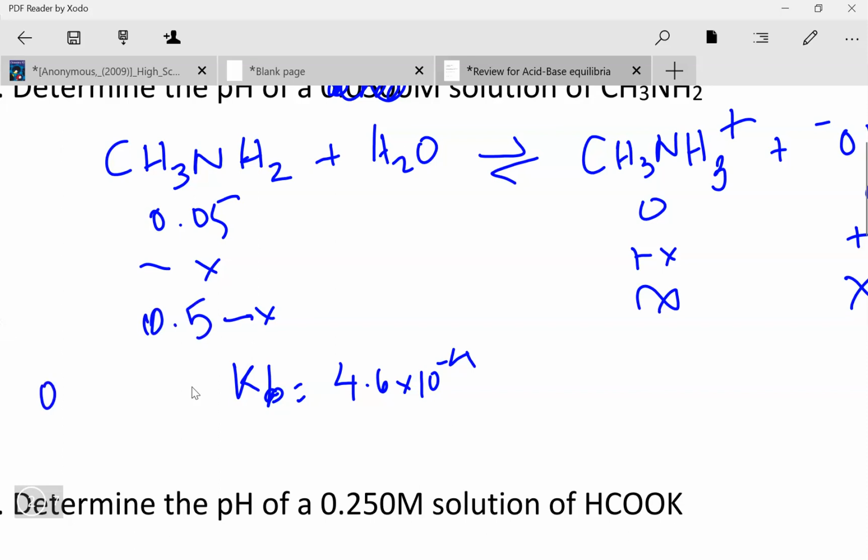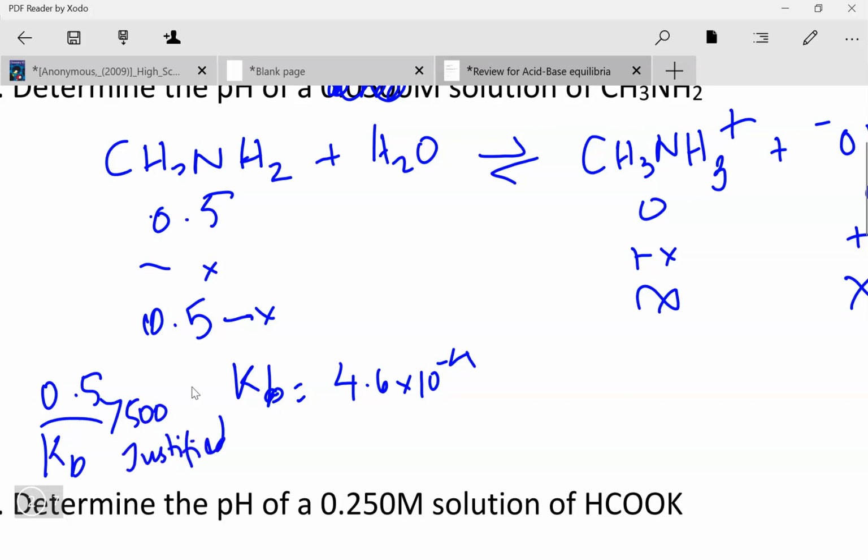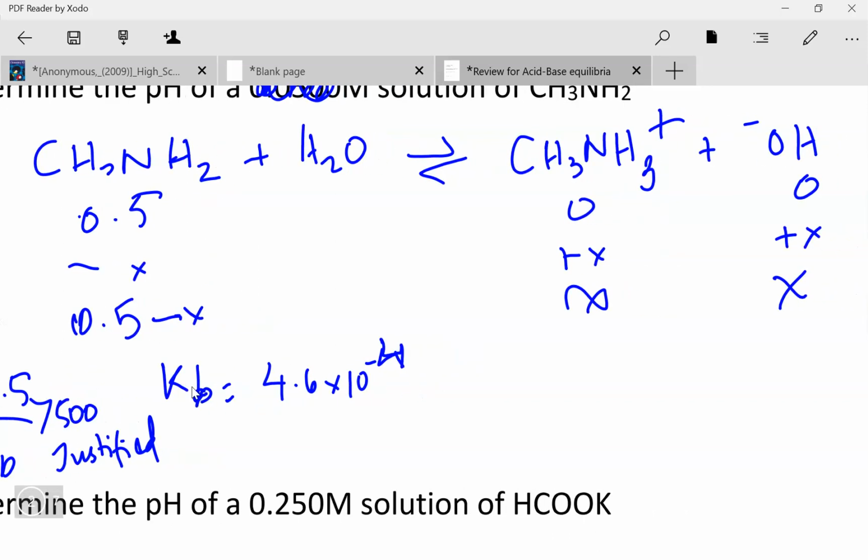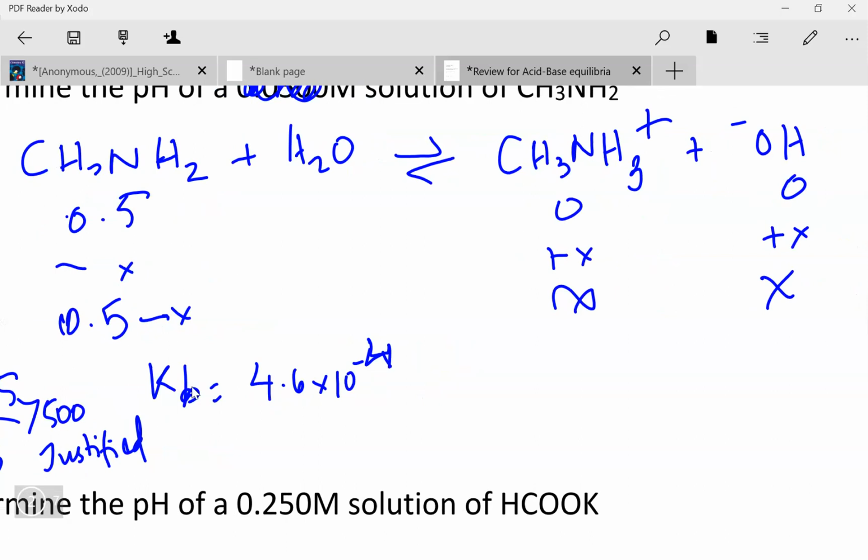Okay, so we're going to do initial concentration divided by Kb is greater than 500, justified. And I will always give you a question that is justified. This was a slight oversight. If you had done it with the justification, that's fine. It's technically over 100, so it just depends on how accurate you want to be with your answer. If you do the justification and say over 100, I will accept that.